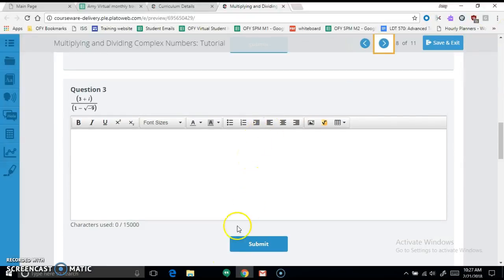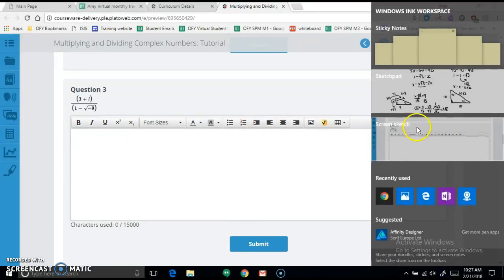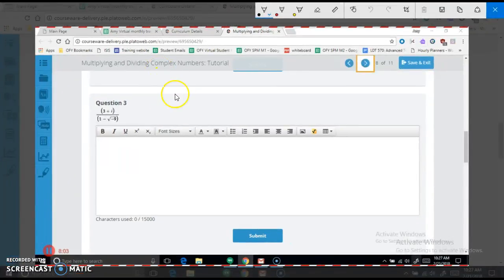Okay, so then this one has a couple steps that we're going to do, including the dividing. But first we're going to take the square root of negative 9 and turn that into i square root 9, turn that into 3i. So it's really (3 + i) over (1 - 3i). And so we're going to multiply the top and the bottom by the conjugate of this. And remember, the conjugate just means you change that sign, so it's going to be 1 plus 3i.